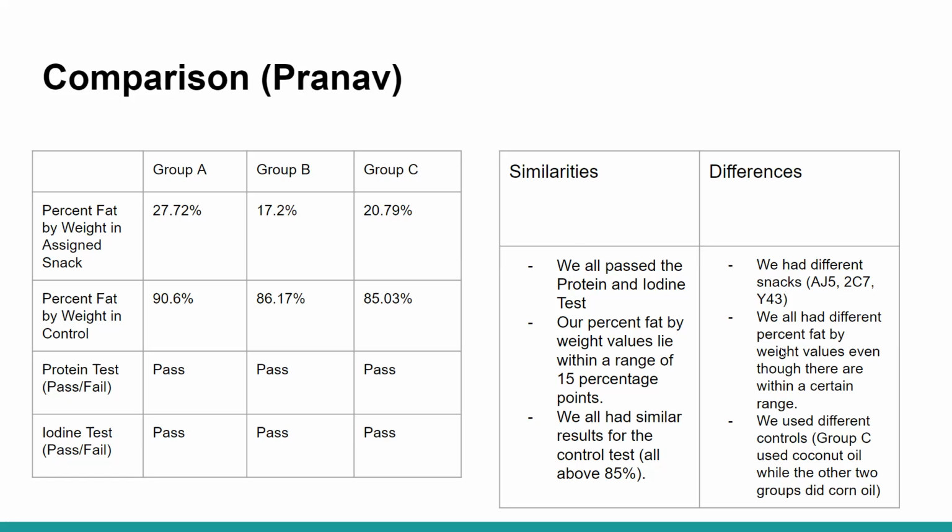But the differences are, one, we all had different snacks, AJ5, C7 and Y43. So obviously it's a big difference. Second, we all had different percent fat by weight values. So even though they are within a certain range, they are different values. So there's a main difference. And we all used different controls. Group C used coconut oil, while Group A and B both used corn oil. So that's also a major difference between the values.